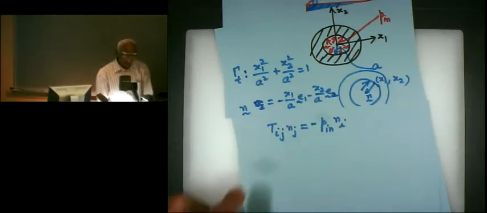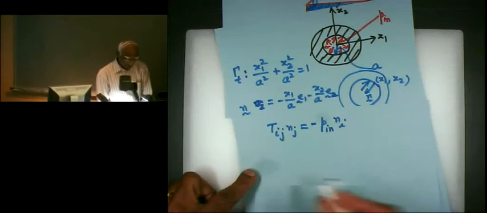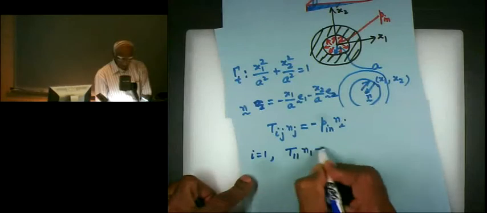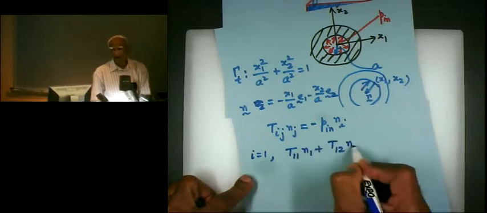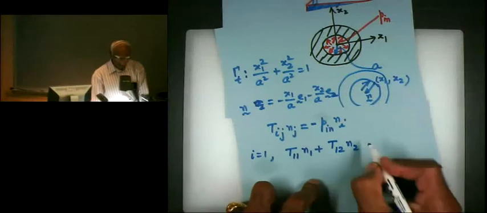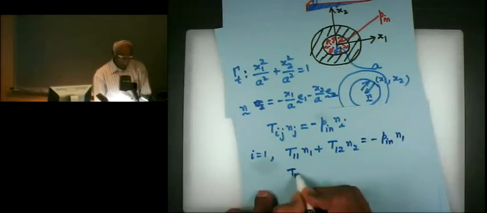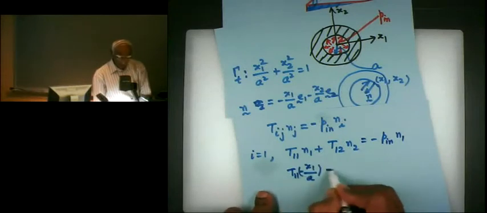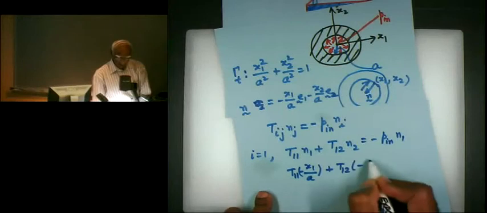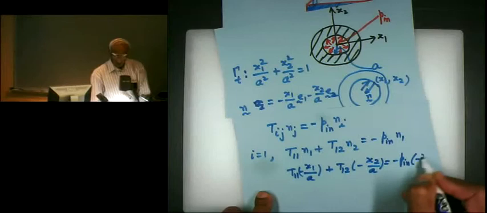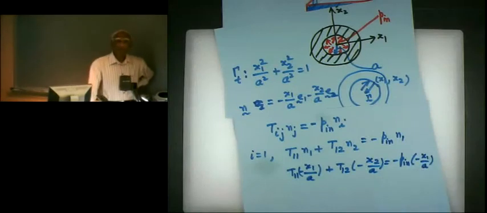Okay, now let's write in components. For i equal to 1, we have T11 N1 plus T12 N2. There is no third component, so it's minus P N1, or T11 X1 over A plus T12 X2 over A equal to minus P X1 over A. And again A cancels, minus sign cancels.